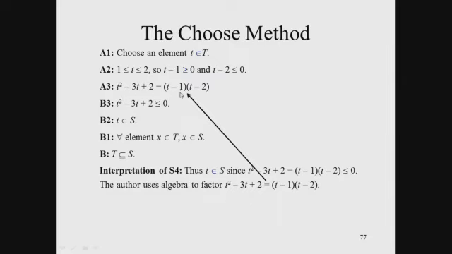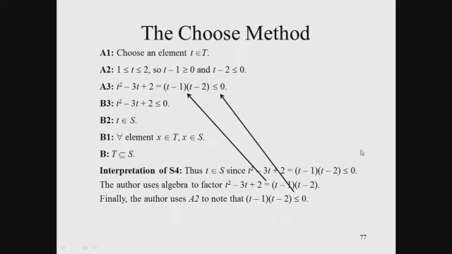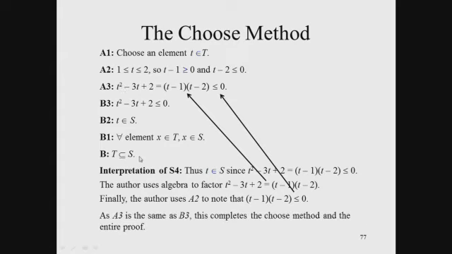Now, what do you know about T minus 1? Greater than or equal to 0. What do you know about T minus 2? Less than or equal to 0. Greater than or equal to 0 times less than or equal to 0 is less than or equal to 0, and that's exactly what the author has written here. T squared minus 3T plus 2 equals T minus 1 times T minus 2 is less than or equal to 0. This is working forward from here by algebra. But now A3 and B3 are exactly the same, and so the proof is complete.